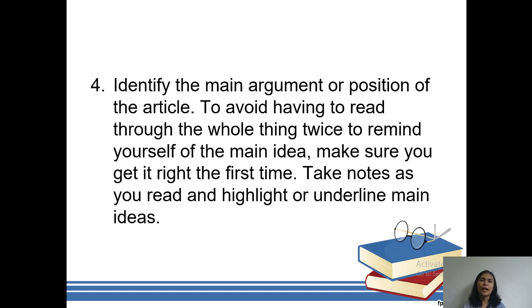And then the last one is to identify the main argument or position of the article. To avoid having to read through the whole thing twice to remind yourself of the main idea, make sure you get it first. That is why a worksheet of SQ3R can help you to better understand the text, the journal article.